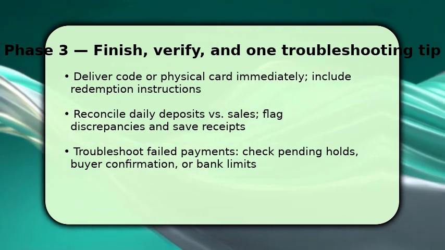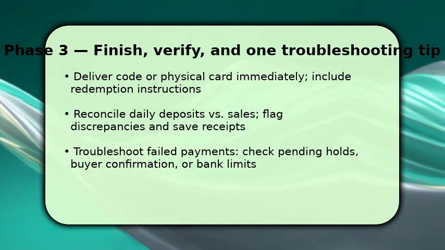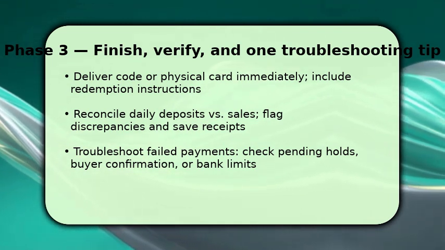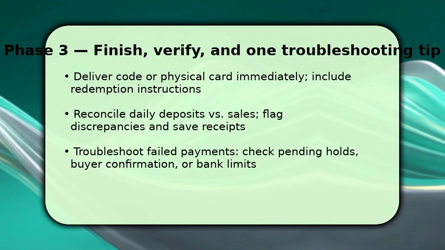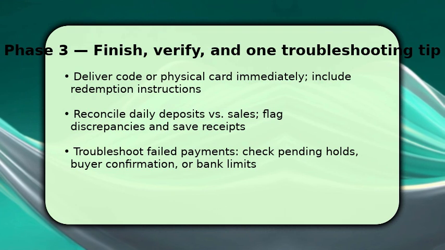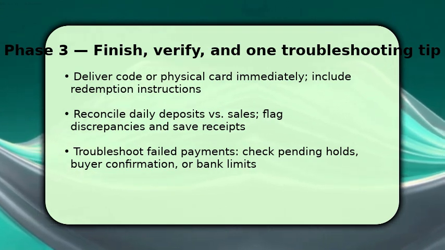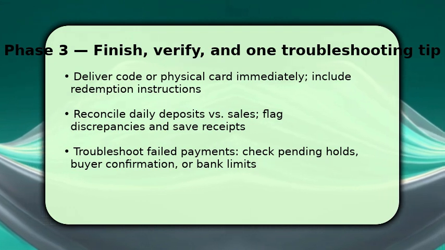This prevents revenue leakage. If a payment fails, first confirm the buyer's payment status and check for pending holds or bank limits. Next, resubmit a collect request or offer an alternative payment method. If charges are reversed, contact Google Pay support with transaction ID and timestamps to resolve quickly.